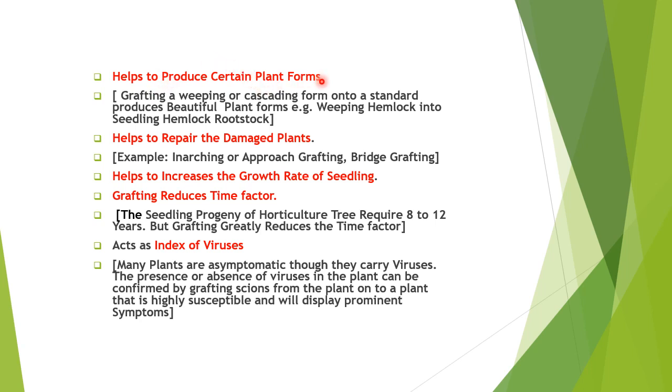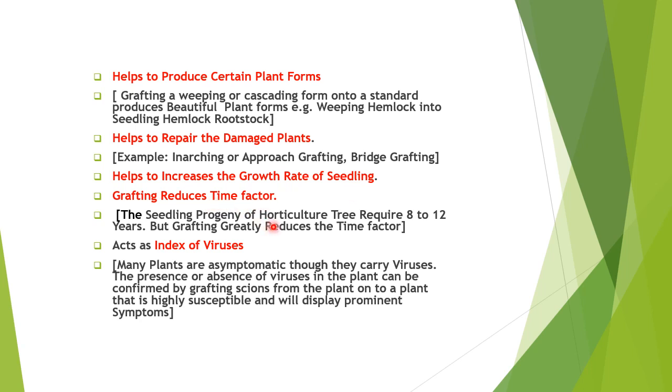Nowadays, this is a very good art and technique and is being used. You graft a weeping or a cascading form onto a standard, and produce beautiful plant forms. You get different types of plant forms: one straight, then weeping types, then other types. Grafting also helps to repair damaged plants. As we have seen in arching or approach grafting and bridge grafting, they help you repair damaged plants, and also help to increase the growth rate of seedlings, because grafting reduces the time factor.